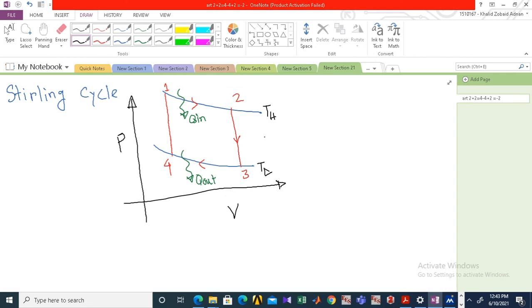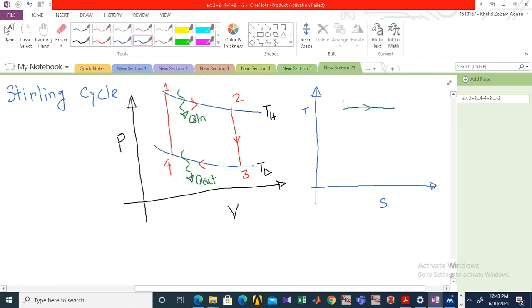Okay, then again, if we want to draw the TS diagram, it will look something like this. So this is my temperature side, and this is my entropy side. From 1 to 2, the temperature will remain the same, but the entropy will rise.